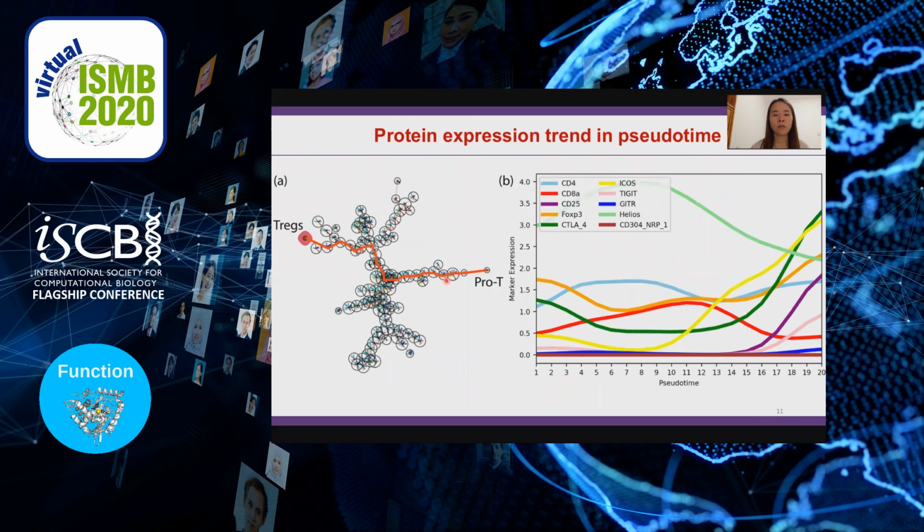Clusters of the developmental tree in this red line were assigned with pseudotime from the beginning cluster Pro-T to the terminal Treg cluster. So for example, Pro-T is assigned with pseudotime 1, and here's 2, 3, and till the end is 20. The patterns of Treg relevant protein markers were plotted with this line graph with respect to pseudotime, so we can observe the trend throughout the development and find out the defining markers for Tregs.